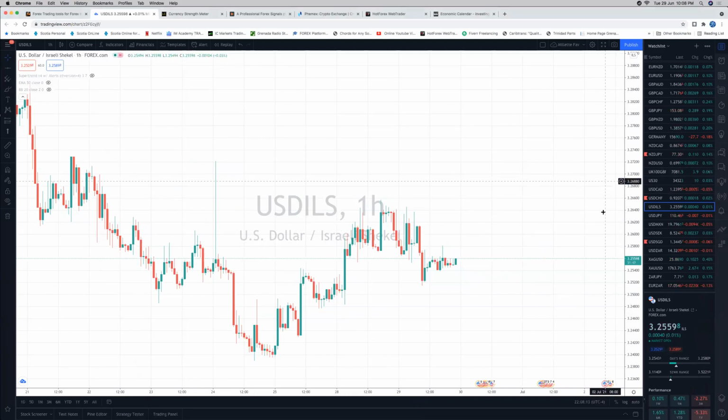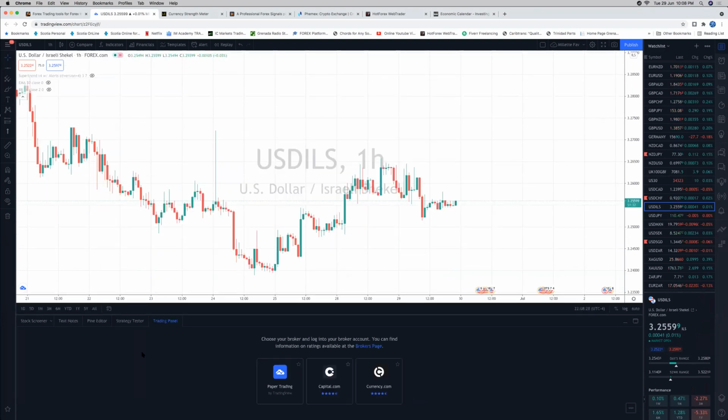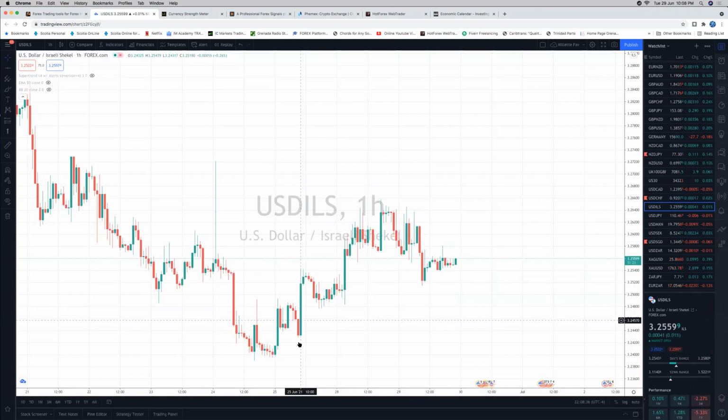Basically, there's a lot of things we can do inside here. We can build our own strategy and we can test it inside here. And based on who your broker is, if you're going to trade in Panel, you can add your broker straight here and you can trade from inside TradingView if your broker supports that. That's another feature we have inside here. If your broker supports that, you can use TradingView as your actual trading platform.